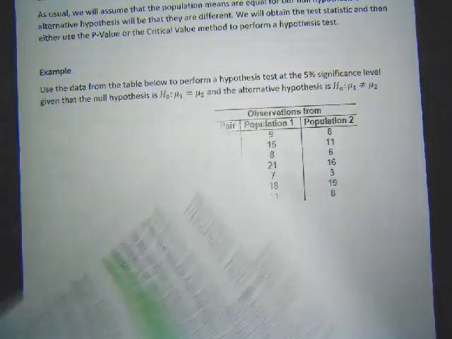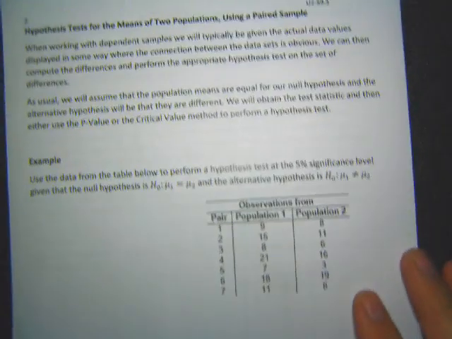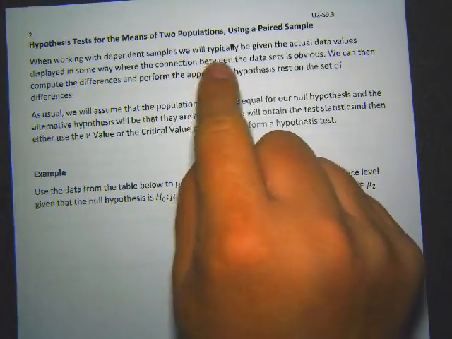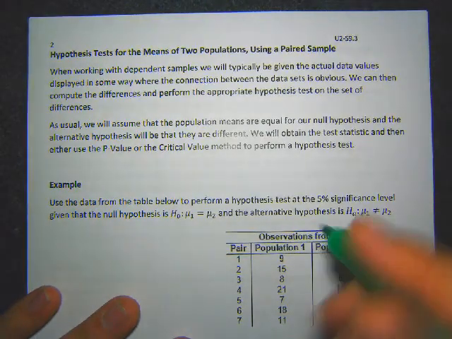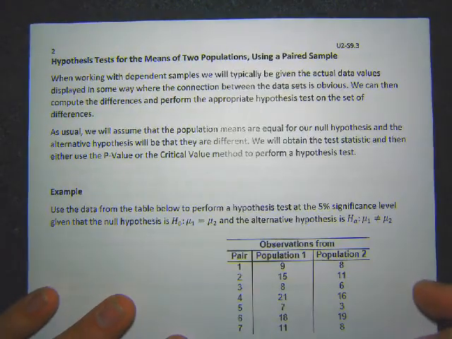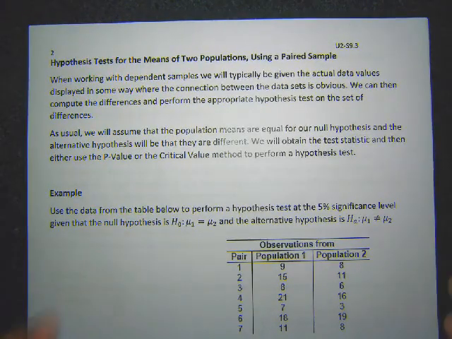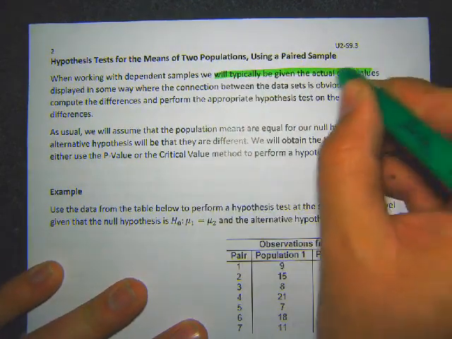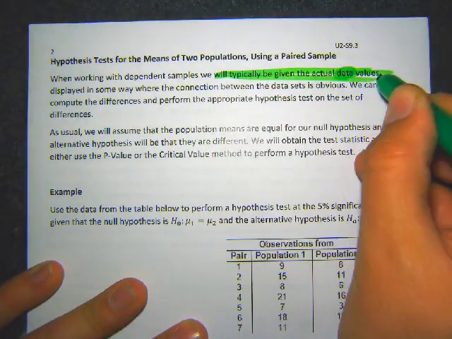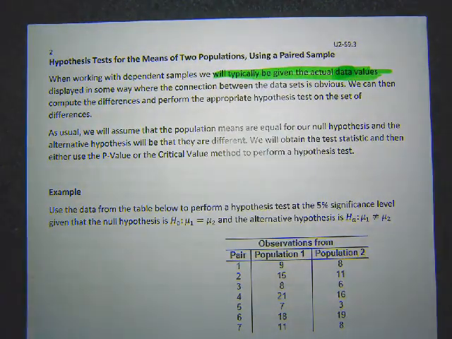Okay, so to do a hypothesis test with these, we're going to typically be given the actual data. And that's a big difference because so far we haven't really been given the data. They've been giving us the statistics, the mean, the standard deviation, that kind of stuff. In this case, we're going to be given the data values. And so to do this, we're actually going to have the data and we're going to calculate from there.